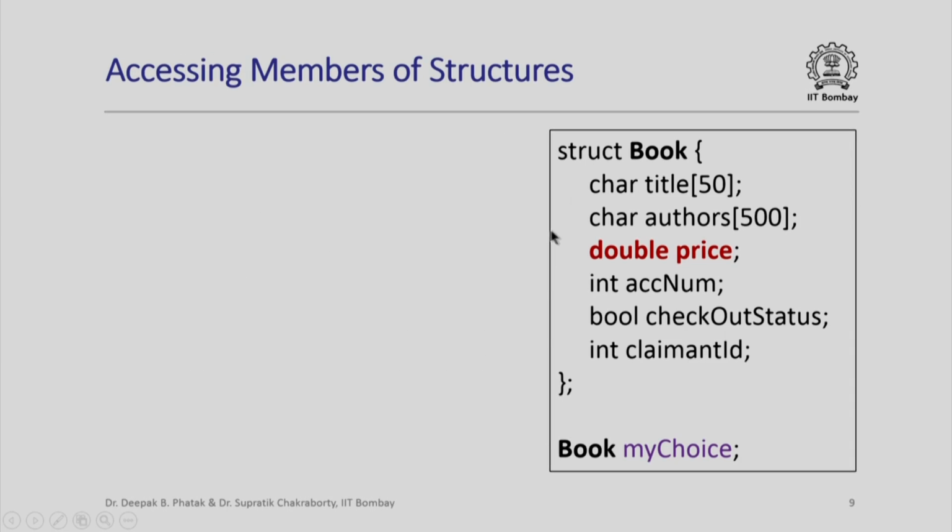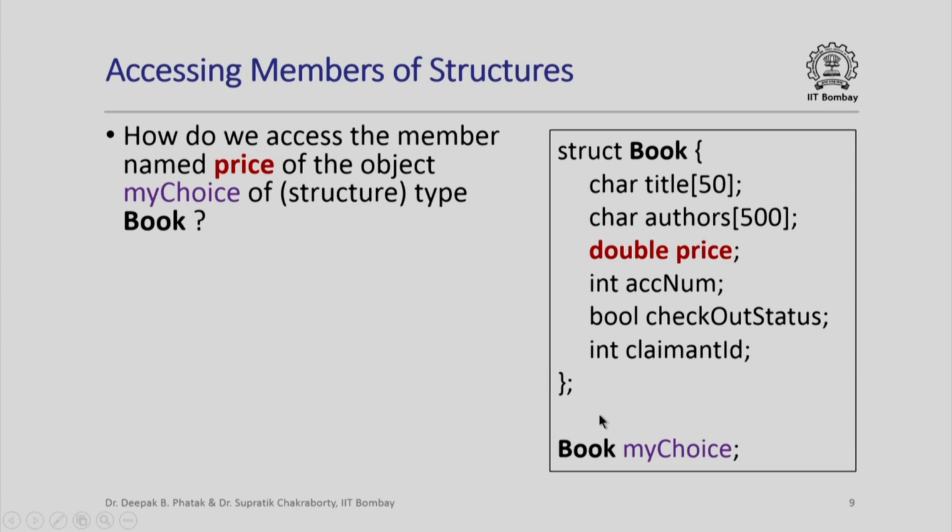Now what we want to ask is that suppose this is the definition of the book structure, and suppose I have declared a variable my choice of the structure type book. Now how do we access a particular member, let us say the member named price, of this object or entity named my choice, which is of structure type book? How do I access a particular member of a structure?